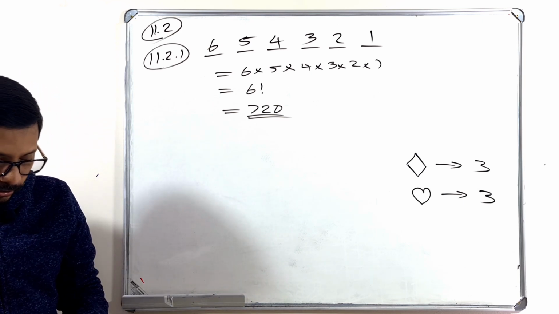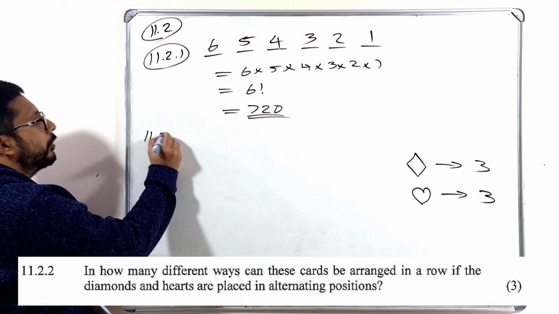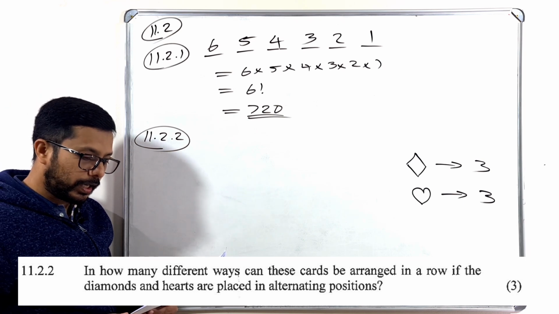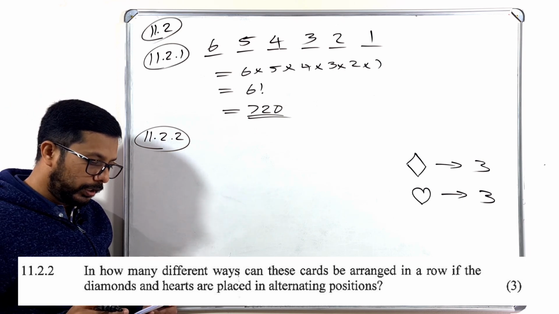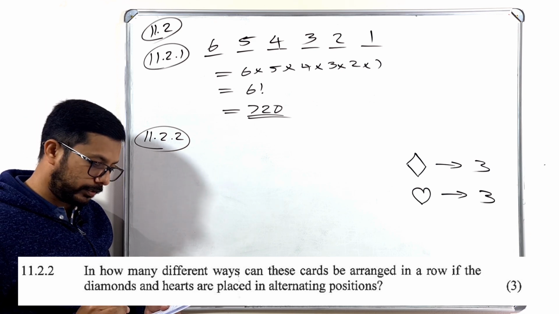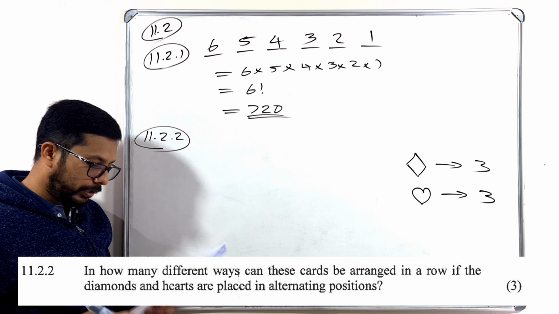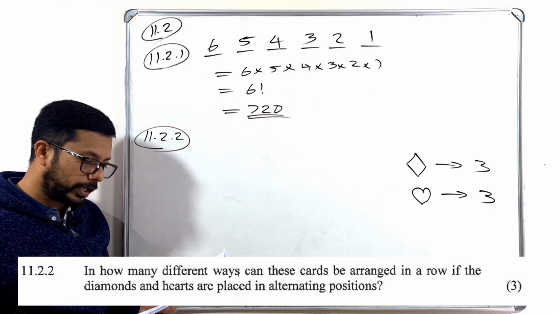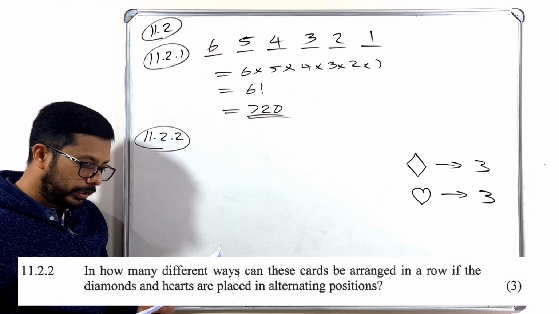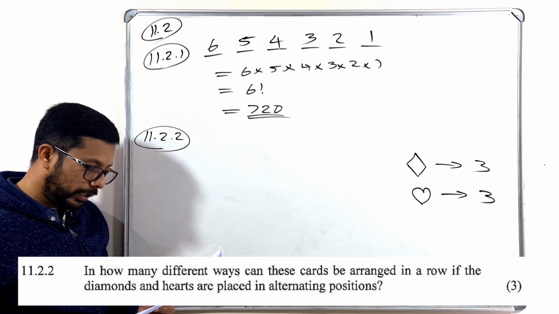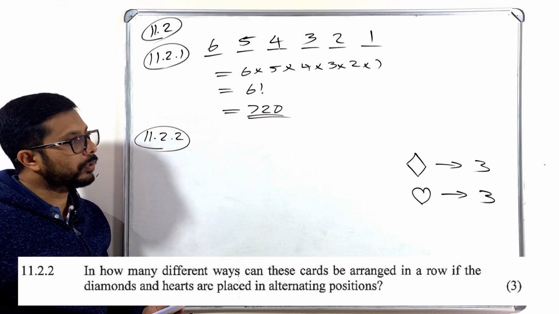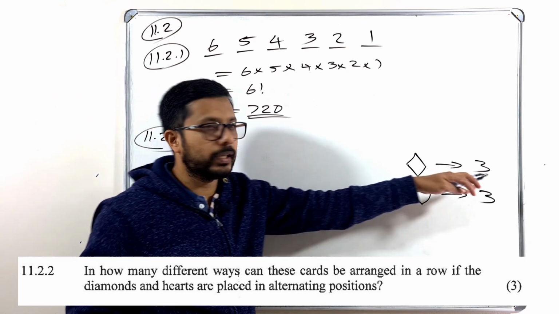Okay, let's go to question number 11.2.2. What is that question? In how many different ways can these cards be arranged in a row if the diamonds and hearts are placed in alternative positions? So you have to find in how many different ways these cards can be arranged in a row if diamonds and hearts are placed in alternative positions. Okay, so how many diamonds are there? There are 3 diamonds.